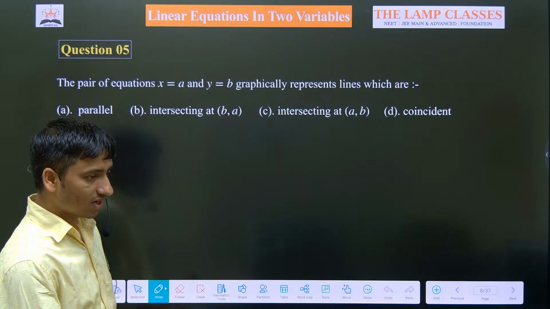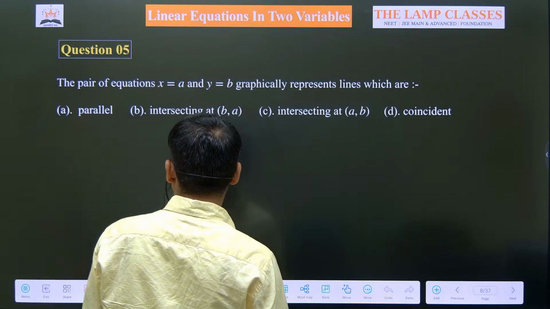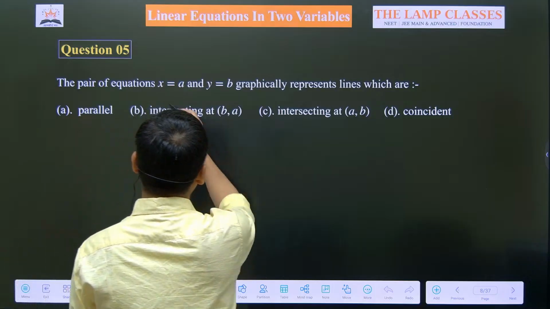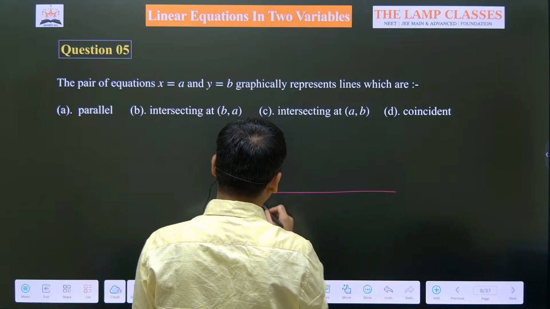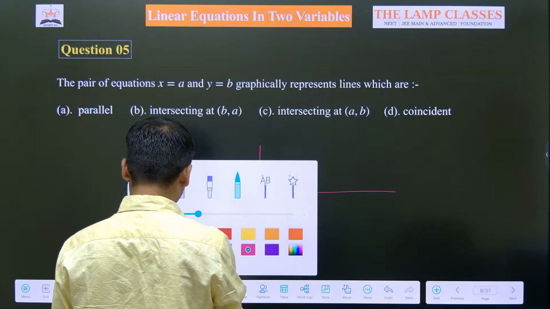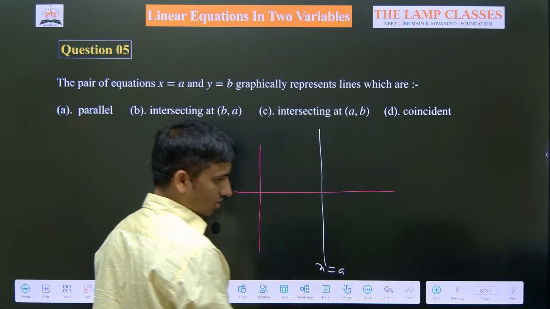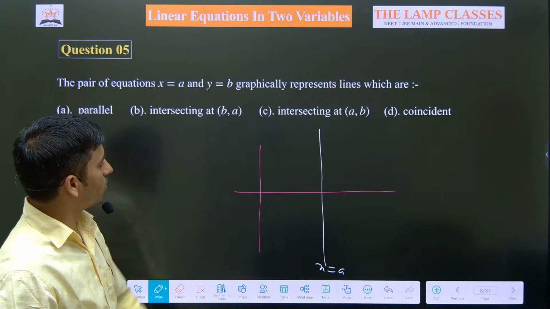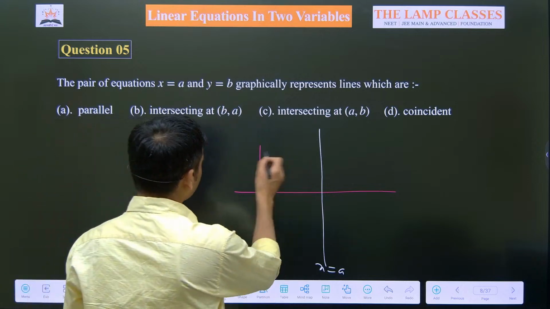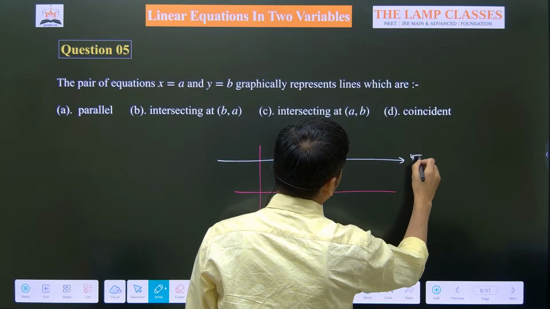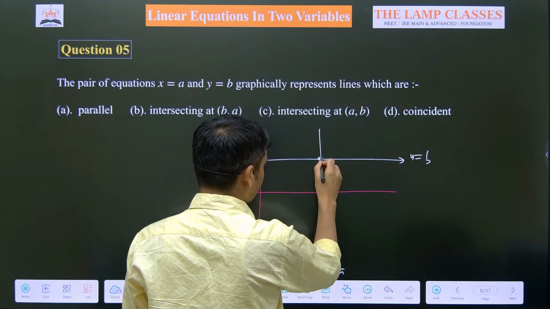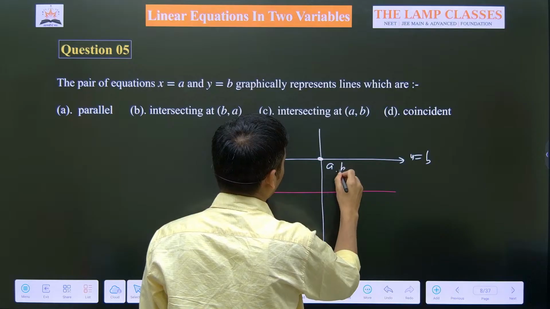Okay, let's solve it now. So x is equal to a, if you see, it's actually a vertical line, guys. Now graphically, it's a vertical line like that. This type of line is x equal to constant, and the other is y equal to b, which is a horizontal line. So the point where they are intersecting is basically (a, b) only.